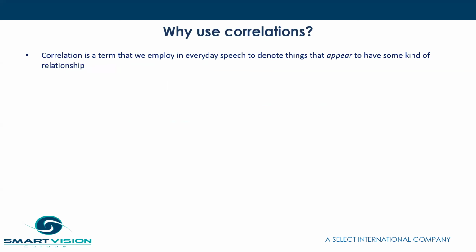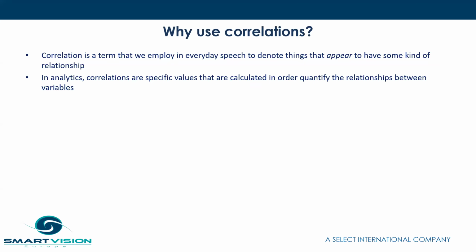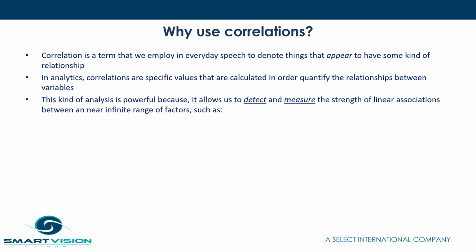So why are correlations useful? Well, correlation is a term that we employ in everyday speech to denote things that appear to have some kind of relationship. In analytics, however, correlations are specific values, coefficients, calculated in order to quantify the relationships between variables. This kind of analysis is powerful because it allows us to detect and measure the strength of linear associations between a near infinite range of factors.